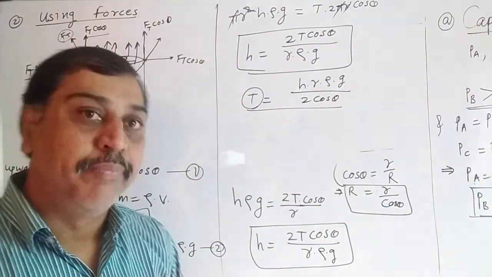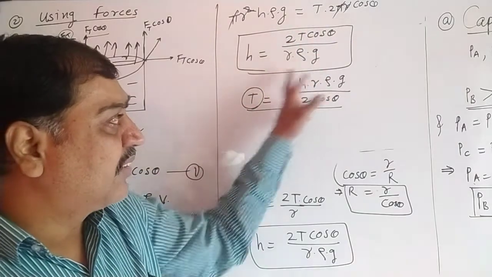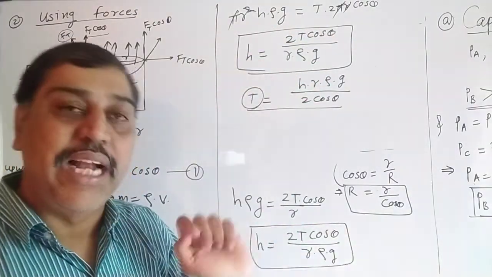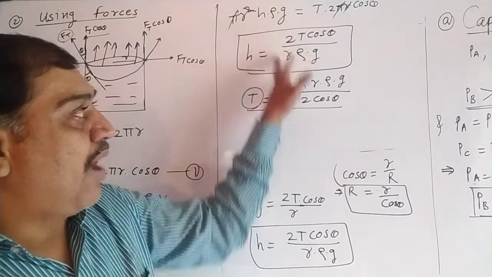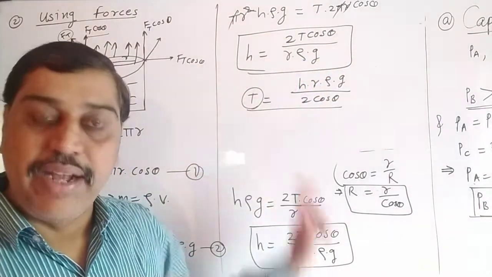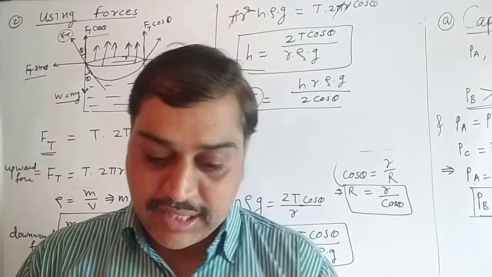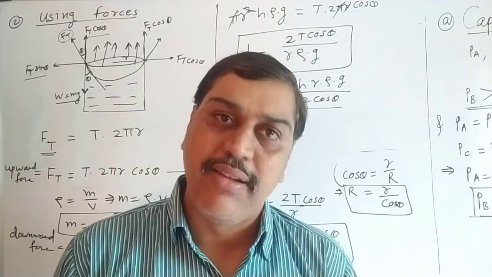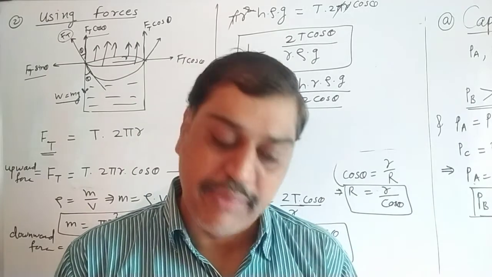Or suppose we know all these things and we want to find out how much the liquid rises or how much it falls. Then just put in the values, and we get the height, or we can find the surface tension. So these are the topics that we have seen here. We have derived both equations by equating the pressure or equating the forces.